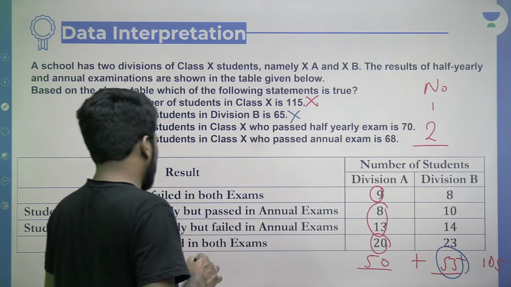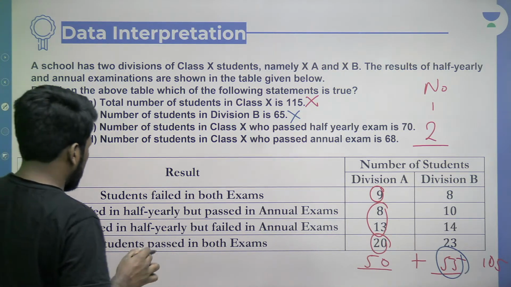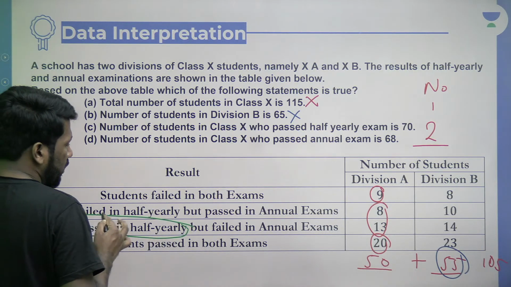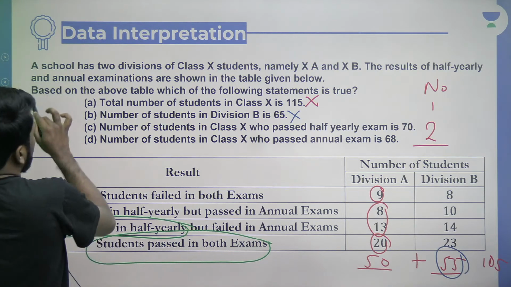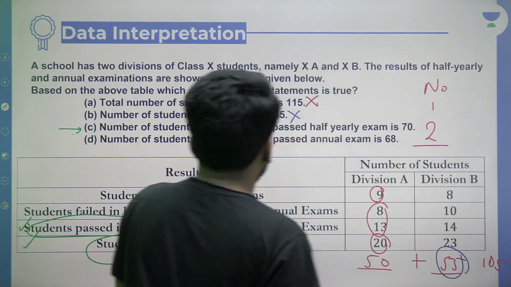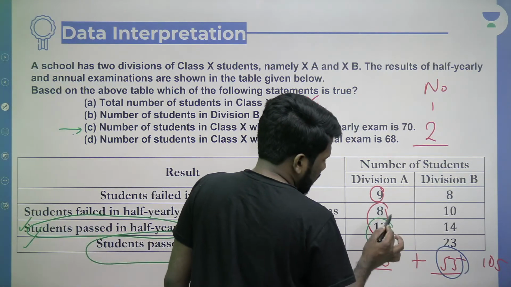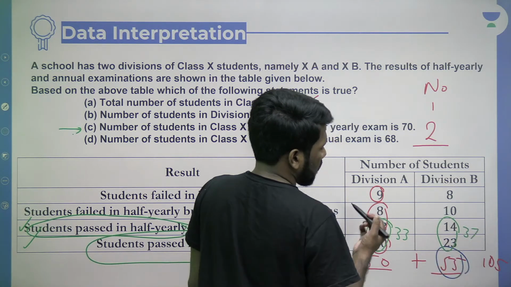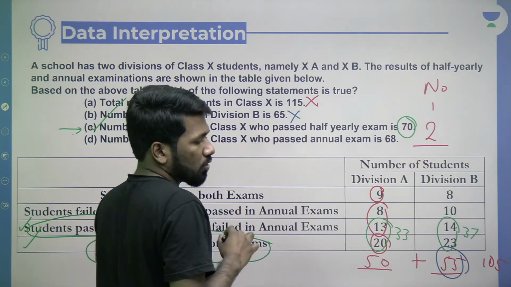Passed half yearly exam means there are two categories of people: passed in half yearly but failed in annual, that is passed in half yearly only, and passed in both. That means the last two rows are needed for verifying option C. Is that clear? So what will be the number? 13 plus 20, 33. 14 plus 23, 37. 37 plus 33 is clearly 70. So option C is totally a true statement.